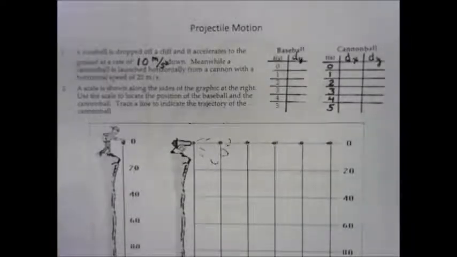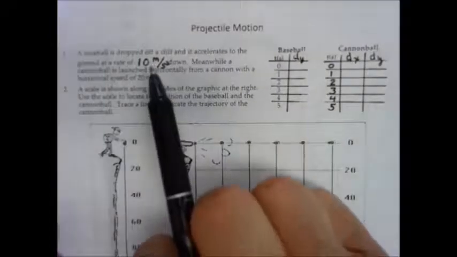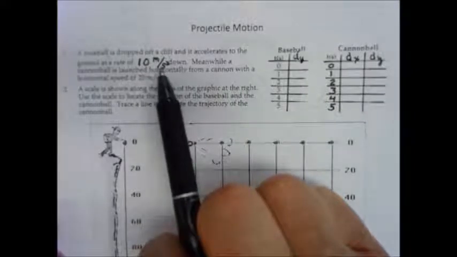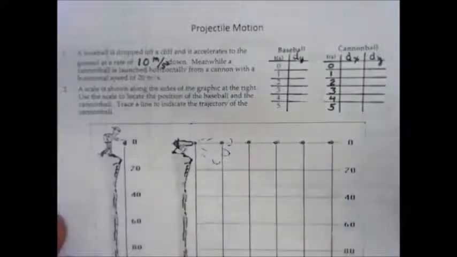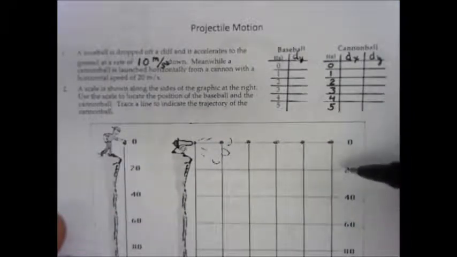Here we are at our worksheet, and I want to point out first a couple of changes that I've made to your worksheet. First of all, I changed the acceleration of gravity. I rounded it up to 10 meters per second squared. I think that will work out a little easier when you go to do the graphing.